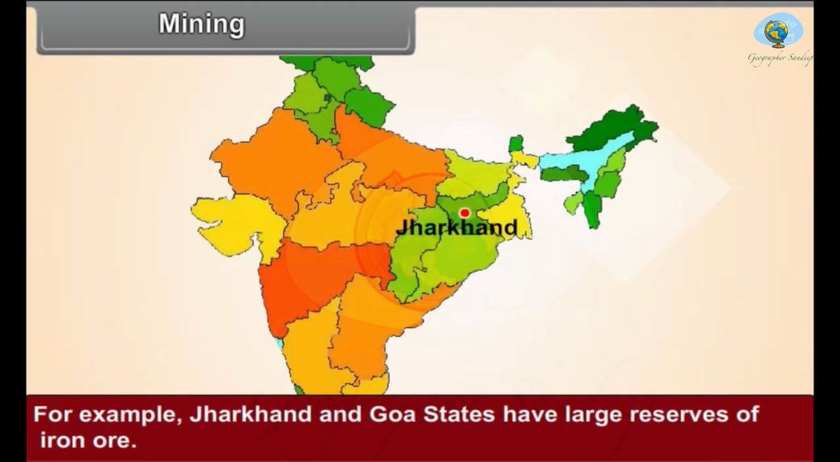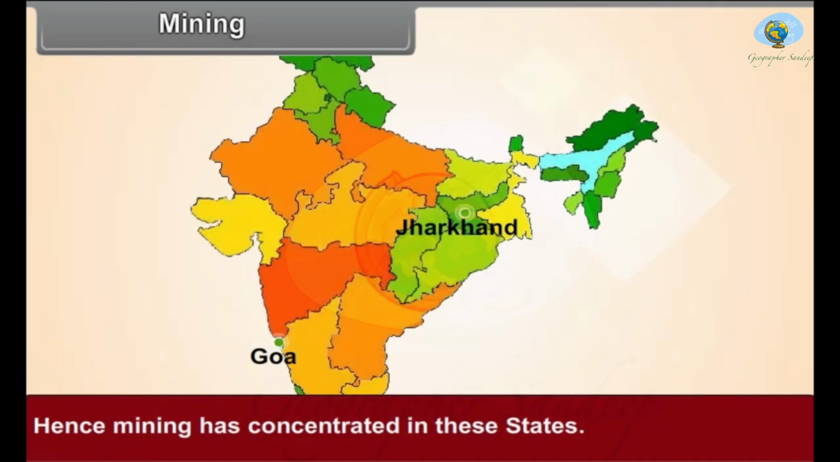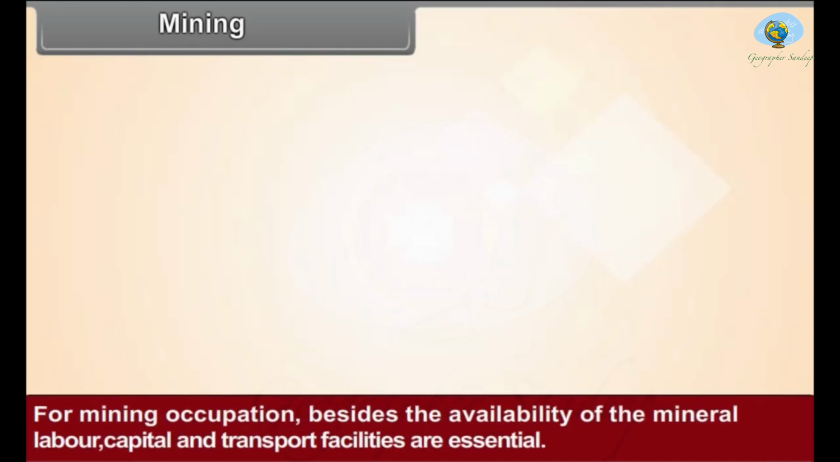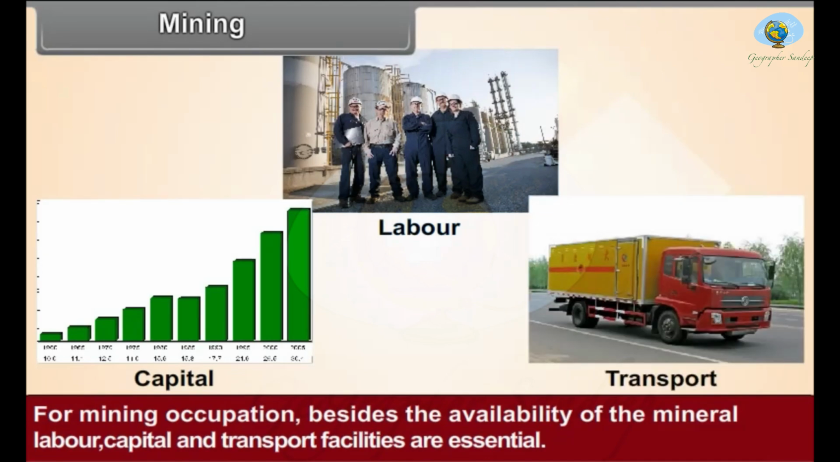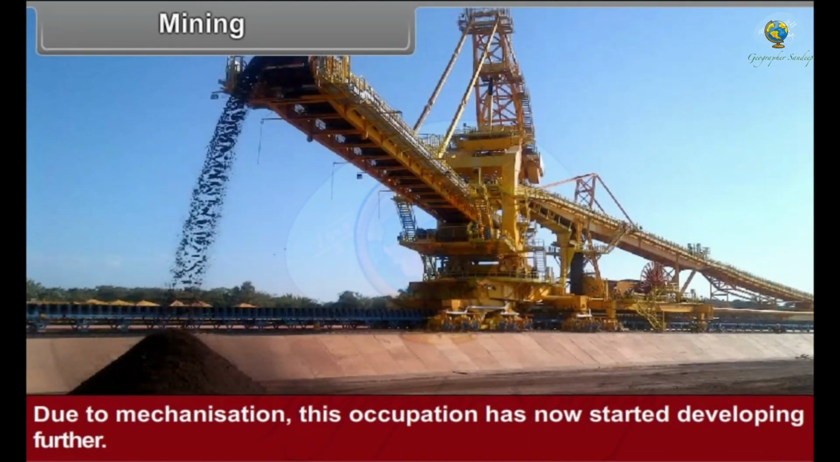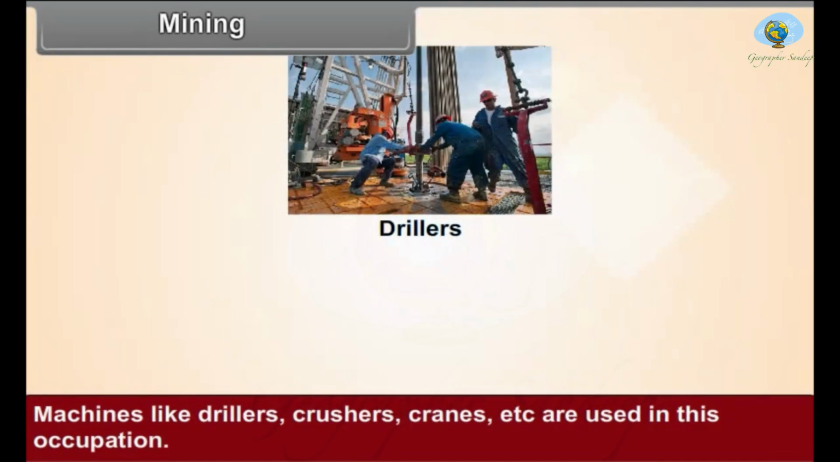For example, Jharkhand and Goa states have large reserves of iron ore. Hence, mining has concentrated in these states. For mining occupation, besides the availability of the mineral, labor, capital and transport facilities are essential. Due to mechanization, this occupation has now started developing further.